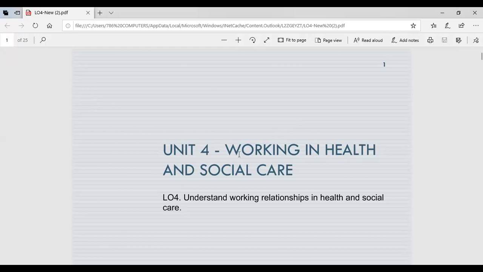So in this unit, we are talking about the fourth learning objective, which is understanding work relationships in health and social care. So how the different relationships, obviously the different stakeholders in health and social care, how do you work with those relationships within health and social care?